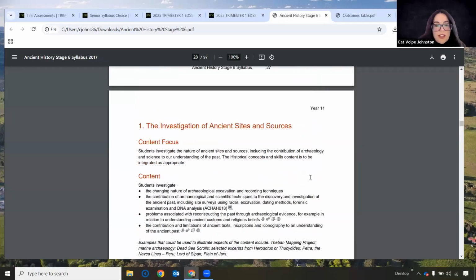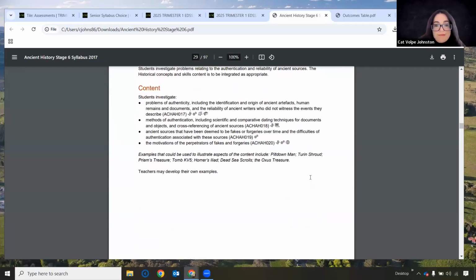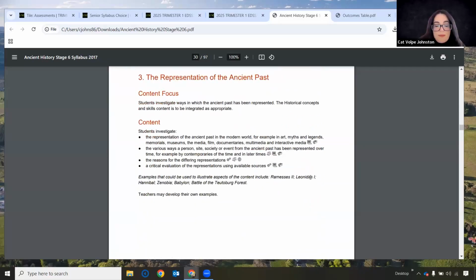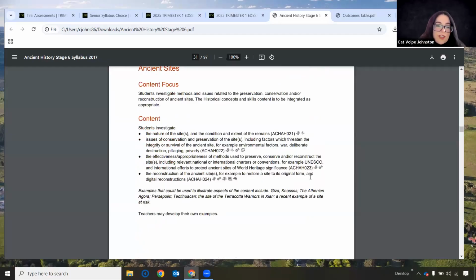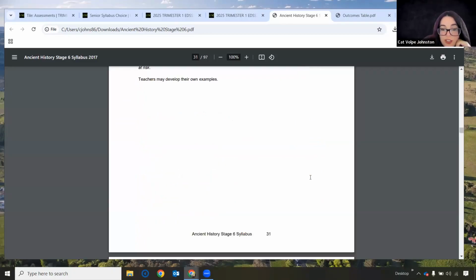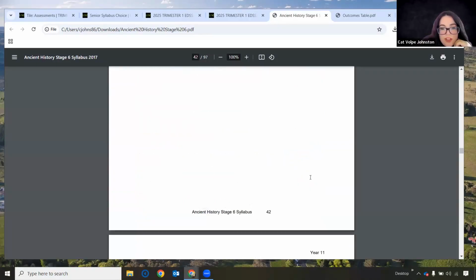A lot of the content in the ancient history syllabus is suitable for inquiry, I'd have to say. It really is. So I know I said that not all sections are applicable for inquiry, but for ancient history, it often actually is. Let's look at year 12, just before I move on to the next syllabus.